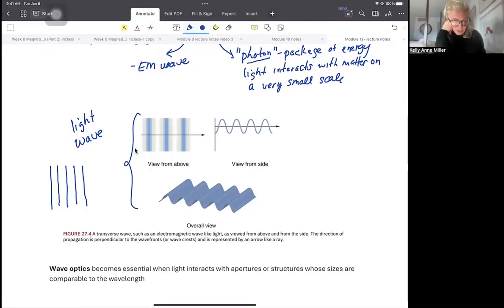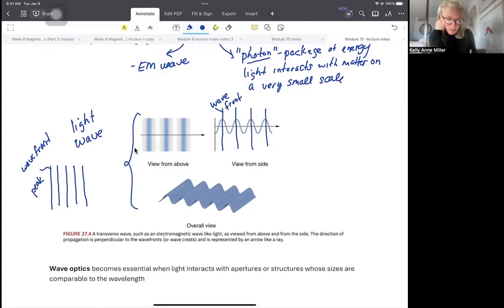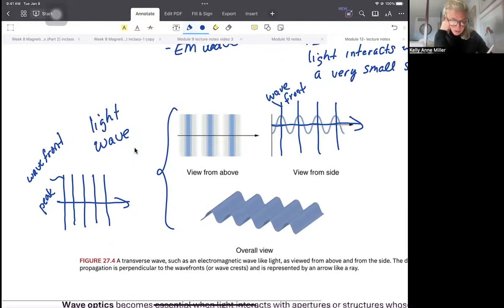Each of these things is referred to as a wave front. You can think of each of these lines as the peak, and in between is the trough. It would be like if I turned this wave, each of these is a wave front, and then the direction of propagation is in this direction. So that's what this picture is trying to show.